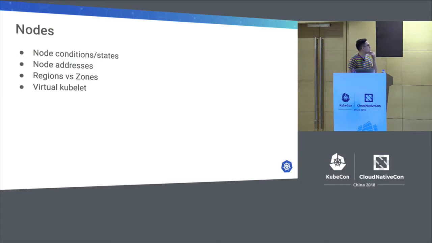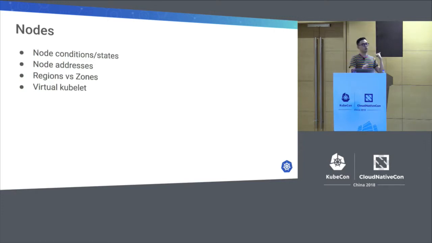So let's talk more about nodes. I just talked about this. One thing I didn't talk about is node conditions and states. Some providers let you shut down nodes. Some providers let you resize nodes. And then there's various intermediate states between running and terminated. So we have to ensure that all those conditions and states are captured within the current node API that we have. And then addresses I talked about.